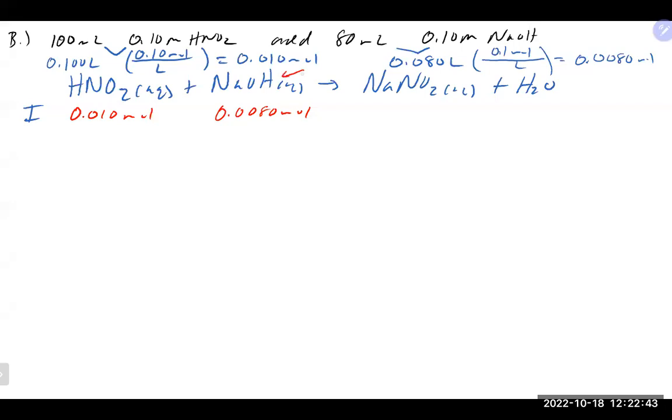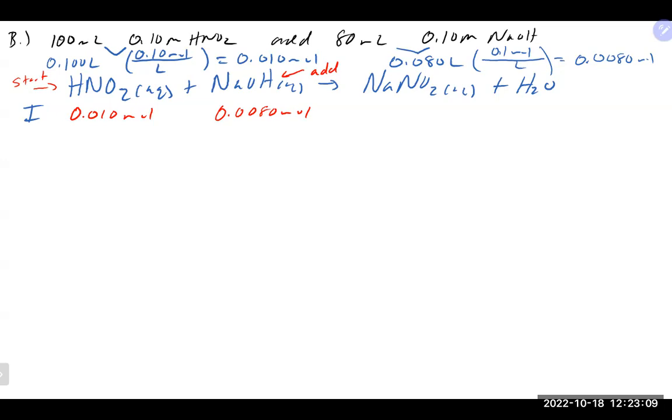Once again, this is what I'm adding, and this is what I'm starting with. That means, am I before, at, or after the equivalence point? I am before the equivalence point here. My sodium hydroxide moles are less than what I started with. Remember, at the equivalence point, they're equal. So if what I'm adding is less, I am before the equivalence point. If what I'm adding is more, I am past the equivalence point.